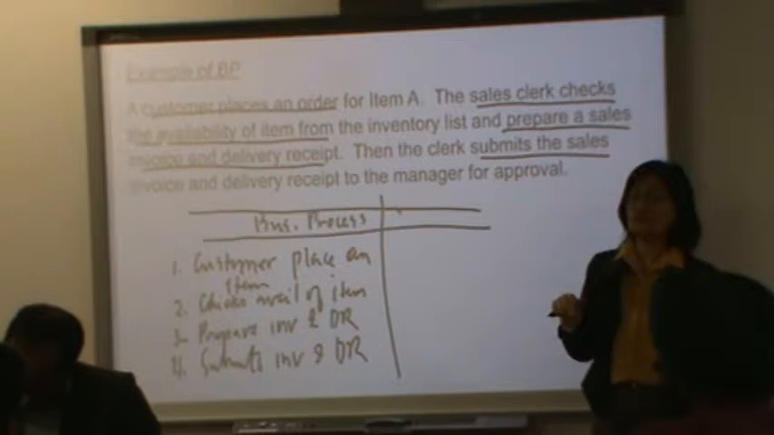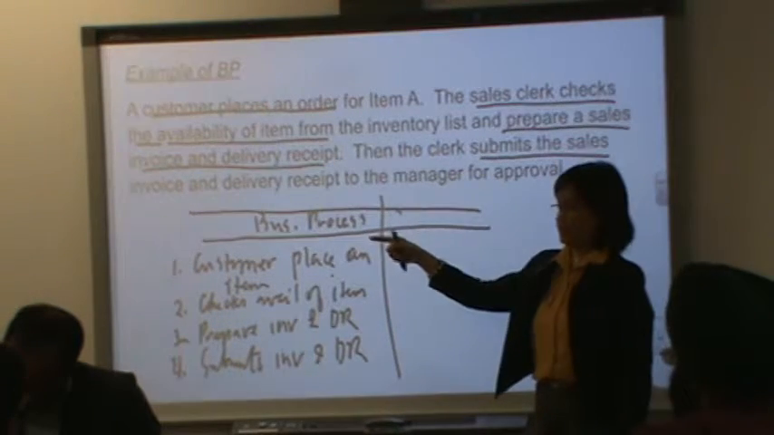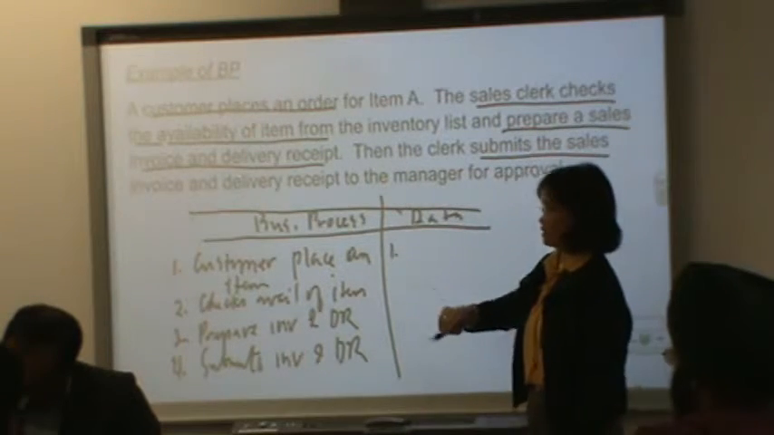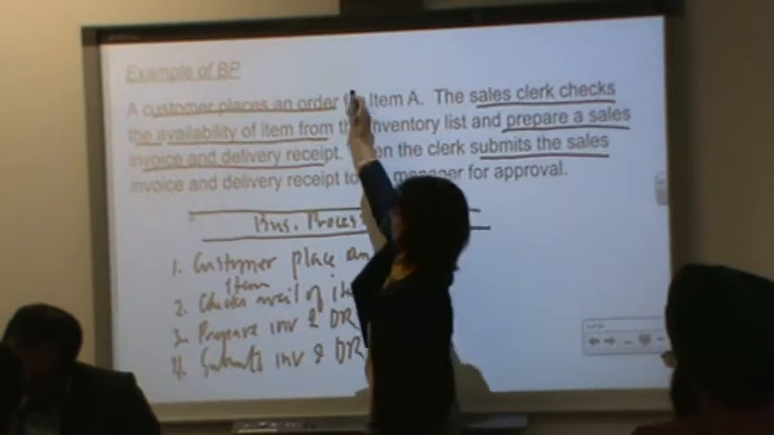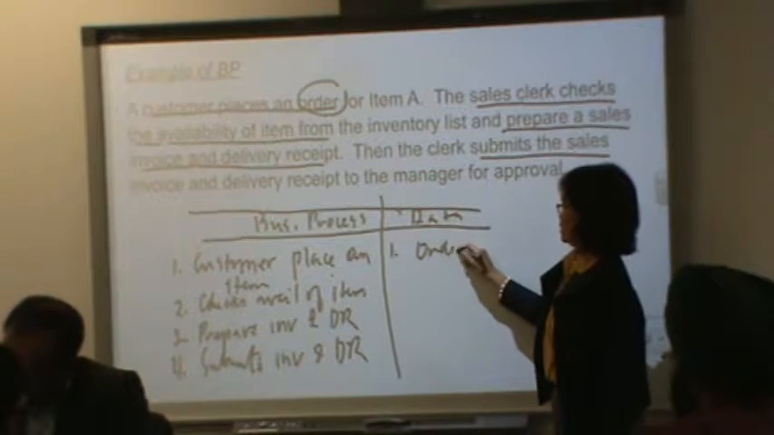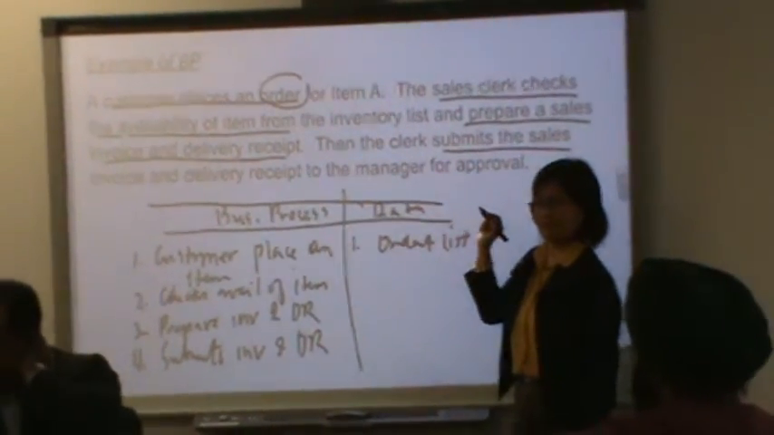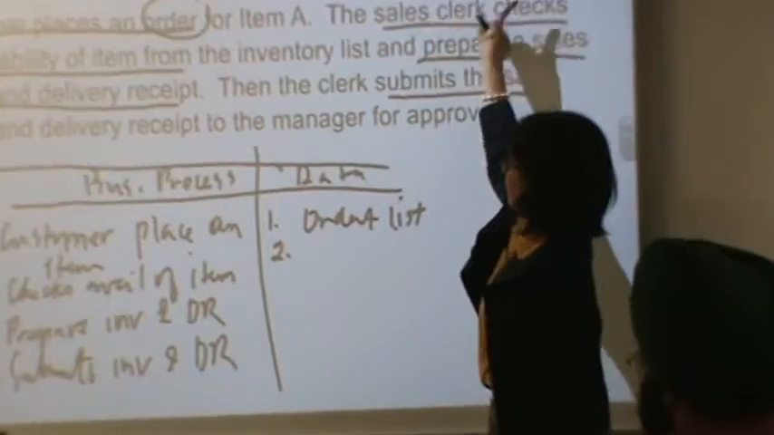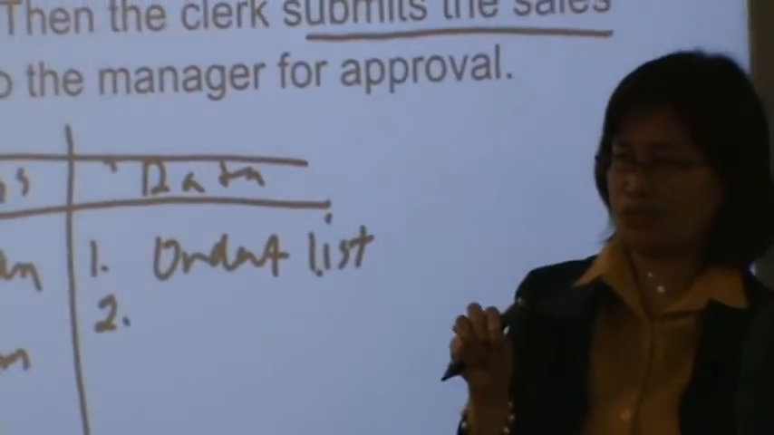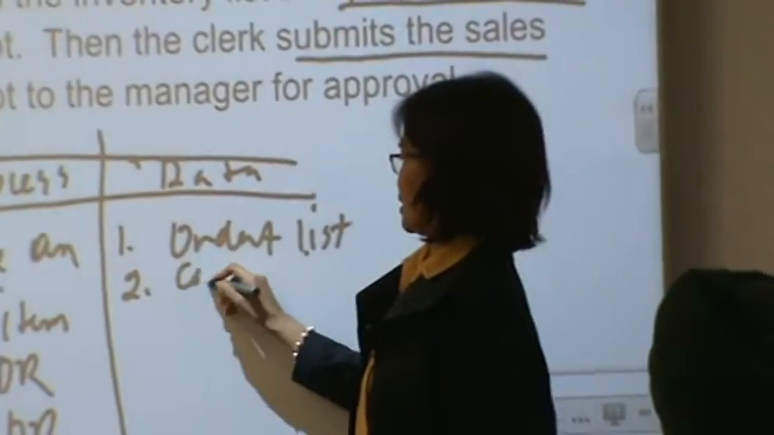But we need also to consider how the data is transformed from one activity to another. So you have data transformation. So how do we transform it? What's the first data? This is the order. Usually we call it the order list. This is data. Okay? Can you follow? Then, the next is checks the availability, meaning that the order list is to be checked, whether it is available or not. So you say check list.